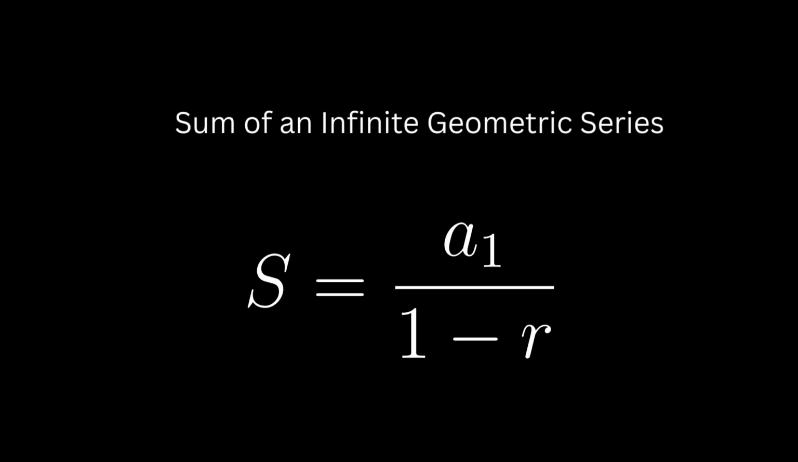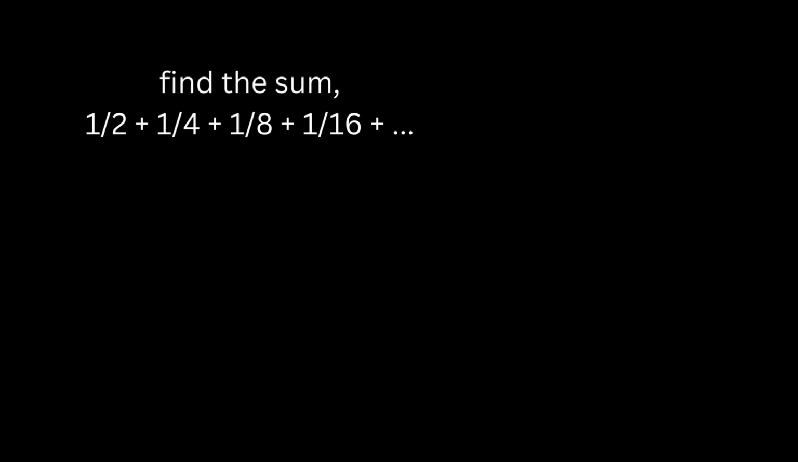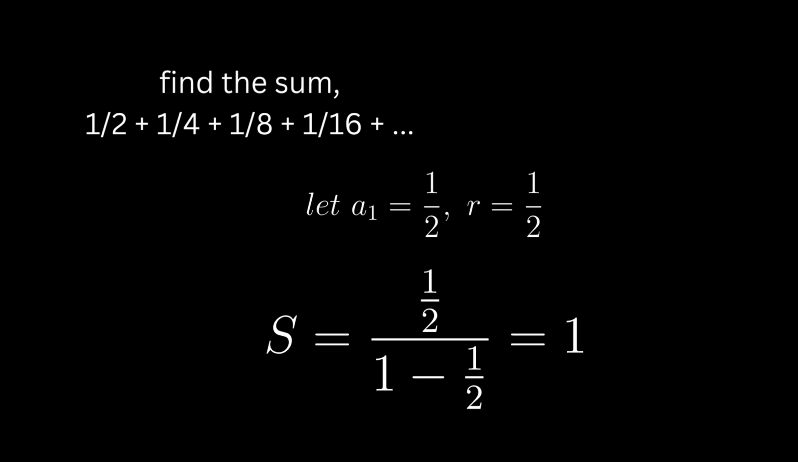If a sub 1 plus a sub 1 times r plus a sub 1 times r squared, and so on and so forth, is an infinite geometric series with the absolute value of r less than 1, then the sum S of all of the terms of this series is given by S is equal to a sub 1 over the quantity 1 minus r. For example, find the sum 1/2 plus 1/4 plus 1/8 plus 1/16 plus, and so on and so forth. Solution. This series is an infinite geometric series with a sub 1 equal to 1/2 and r equal to 1/2. Since the absolute value of r is less than 1, we have S is equal to 1/2 over 1 minus 1/2, which is equal to 1.